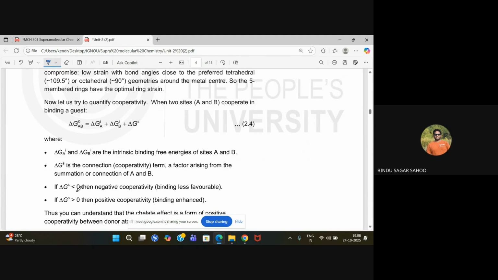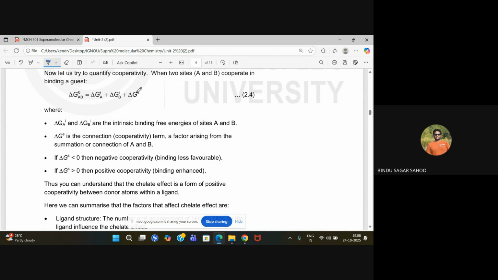Okay, so if this del Gs value, this change in Gibbs free energy value, is negative, then the binding will be less favorable. If this value is positive, we can say the overall del G AB0 will be bigger. If this del Gs value is negative, the binding is less favorable. If this del Gs value is more than 0, or positive, we can say the binding tendency is enhanced. So we can say the chelation process, or chelate complex formation, is a type of positive cooperative effect between the donor atoms and the ligands.